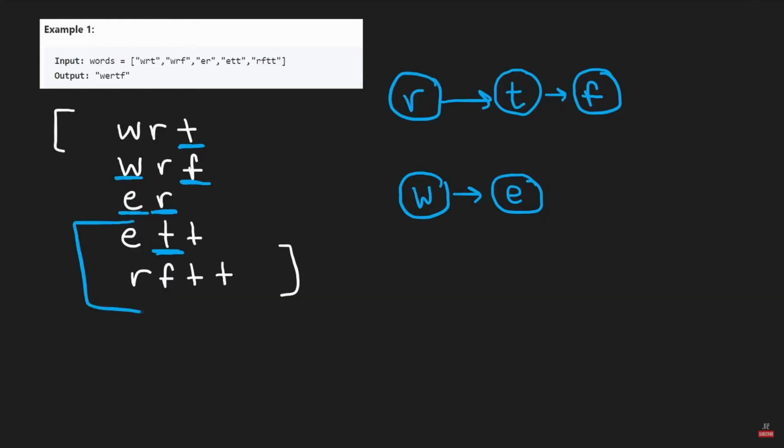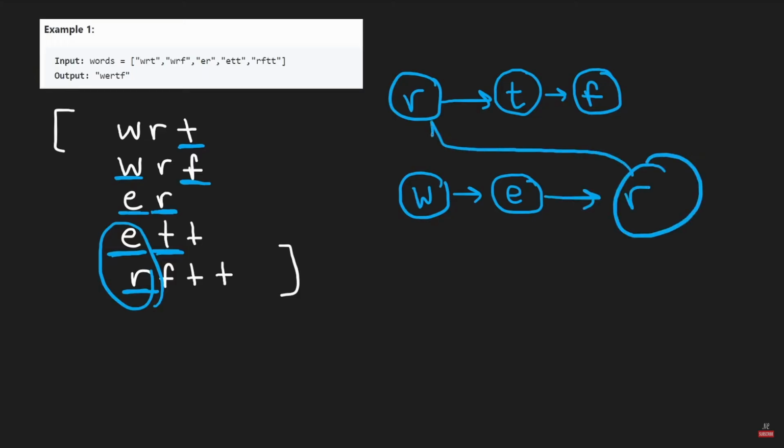Now time to finally look at the last two pair of words. Look at the first two characters, E and R. So that's the first differing pair. So we know that E comes before R, and we know that R is actually already in our graph. So then we can say, okay, let's take this edge and hook it up over here.